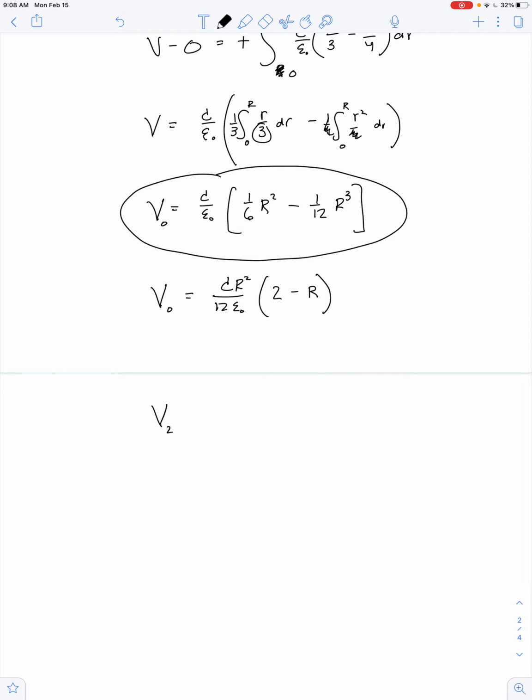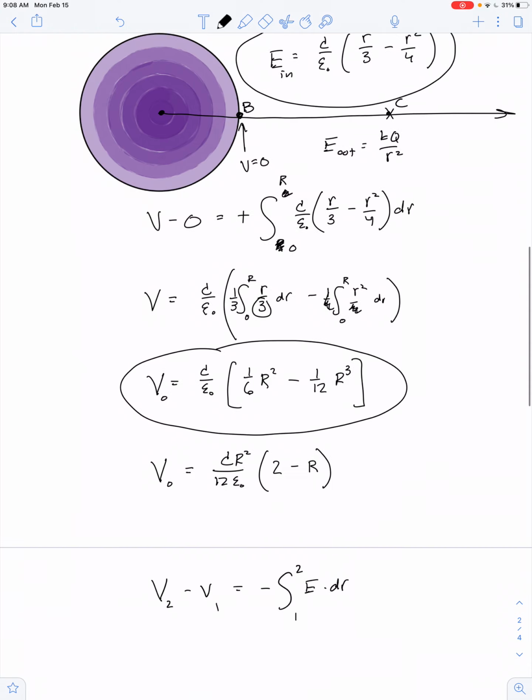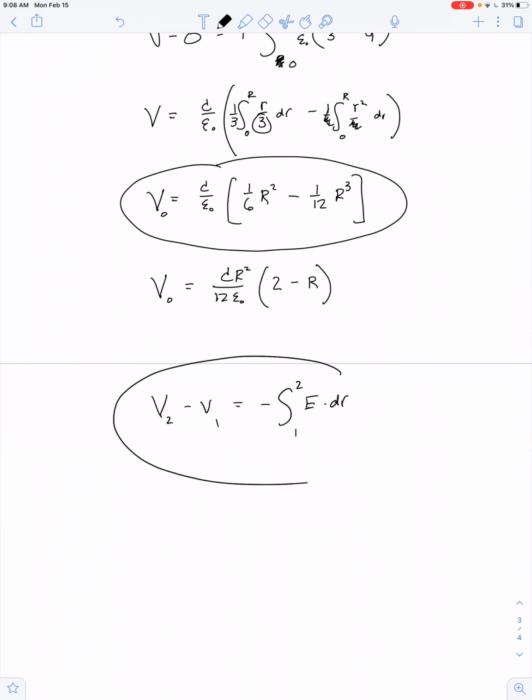The electric potential at any second point minus the electric potential at some other point is equal to negative the integral along a path from 1 to 2 of E dot dr. So now that we know the electric field outside is just kq over r squared, you can use that to find the difference between the surface and this point C, along with this general form.